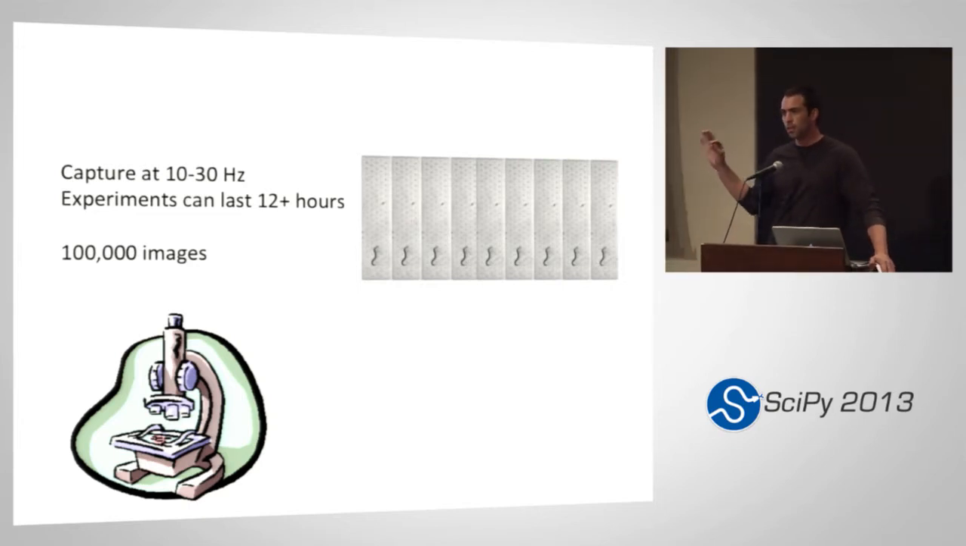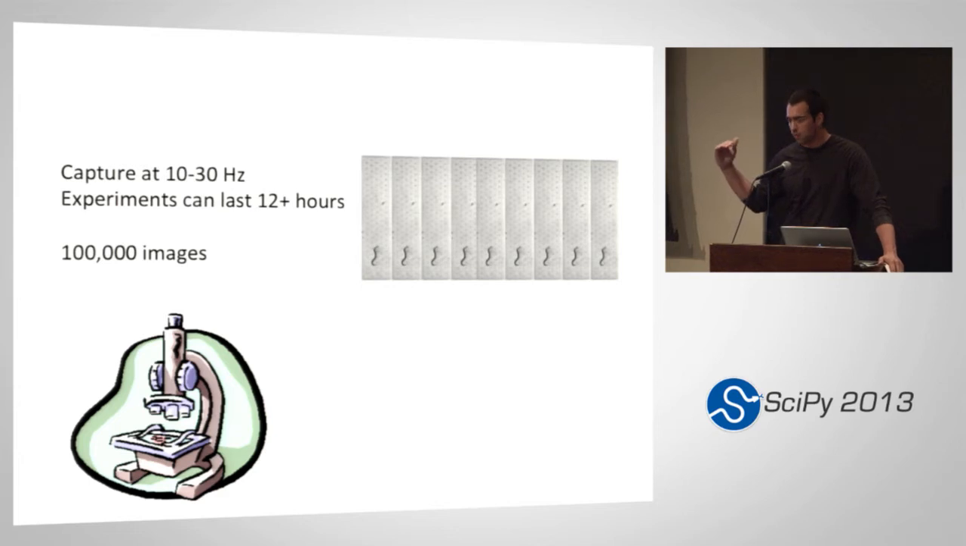What makes this an interesting application of the scientific computing stack is that they're doing high throughput on the order of 10 to 30 hertz image capture, so up to 30 images per second. Their experiments are 12-hour experiments at 30 frames per second that they're writing to disk. And so that brings you up to about 100,000 images that may need to be processed.